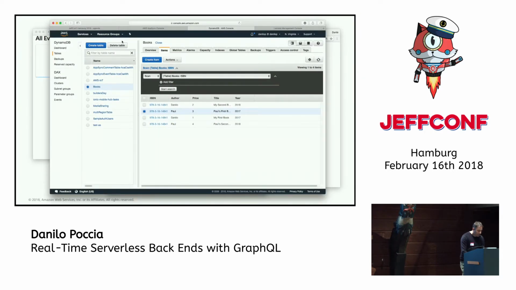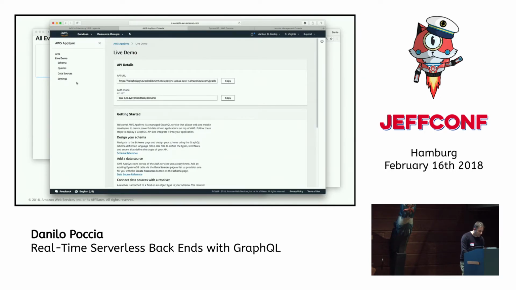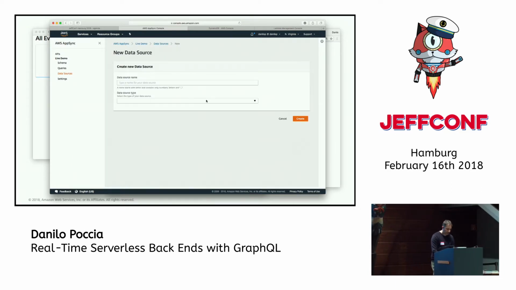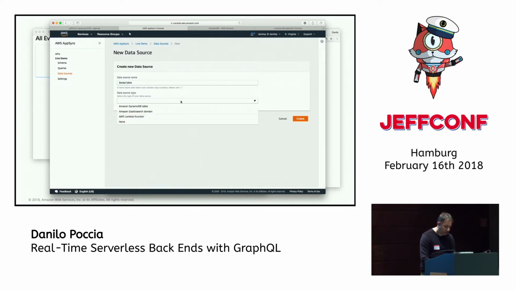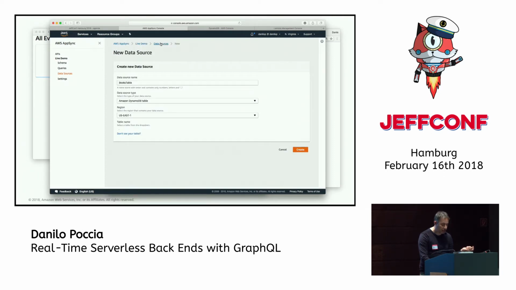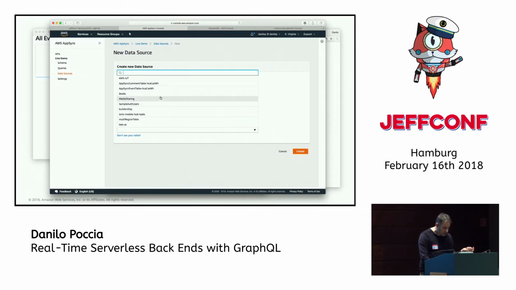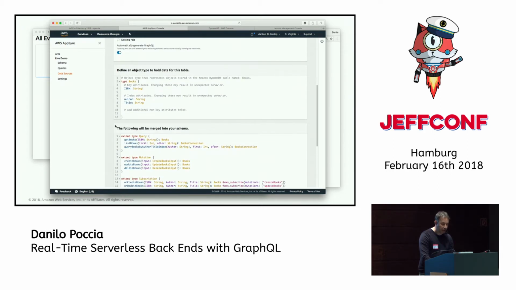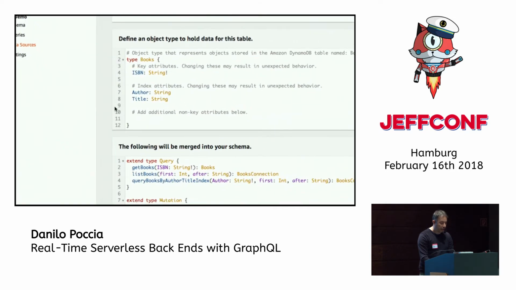I can now go on the AppSync console, and I can say, create a new data source for my API. And this is a books table. I can choose the data source type. So for example, I can connect, as I said, a Lambda function, an Elasticsearch domain, or a DynamoDB table. So let's go for a DynamoDB table. It's in the same region, and I have this books table. Now I can click here and say automatically generate GraphQL, and everything is automatically generated for me.